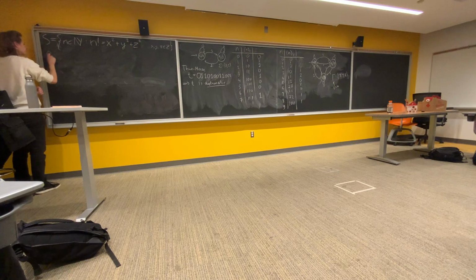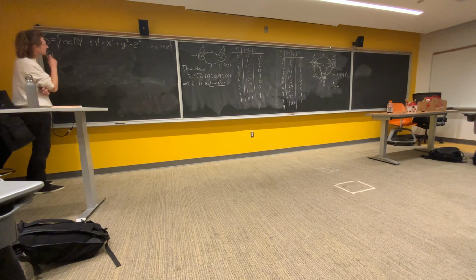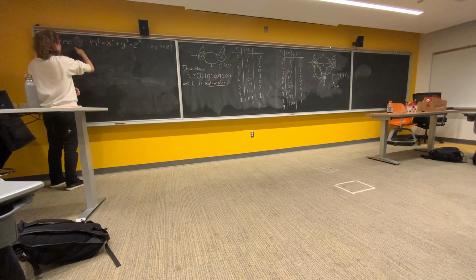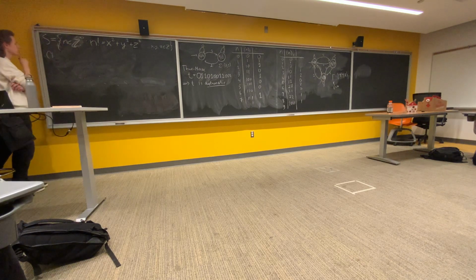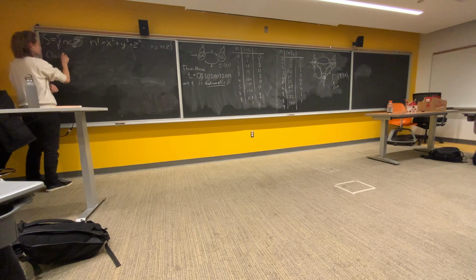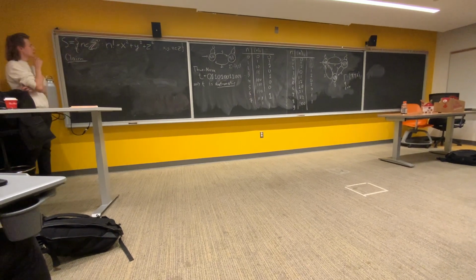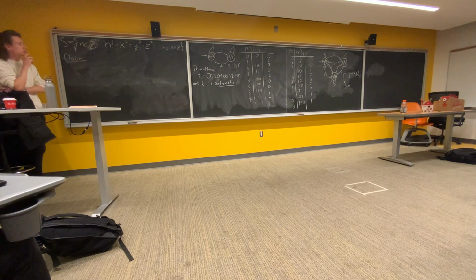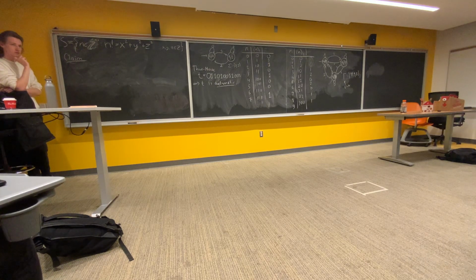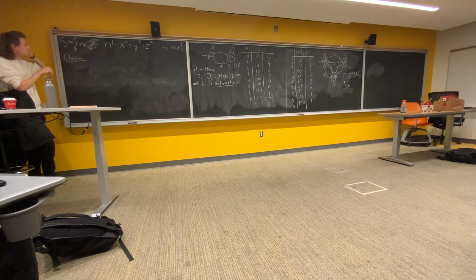Natural numbers include 0? Yes, so it would be clearer to say z greater than or equal to 0. So I claim that there is an automaton such that when I feed in the binary representation of n, it will accept this binary representation of n if and only if n is in this set.